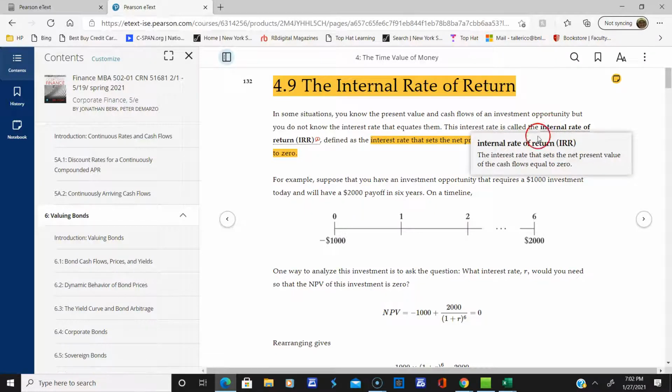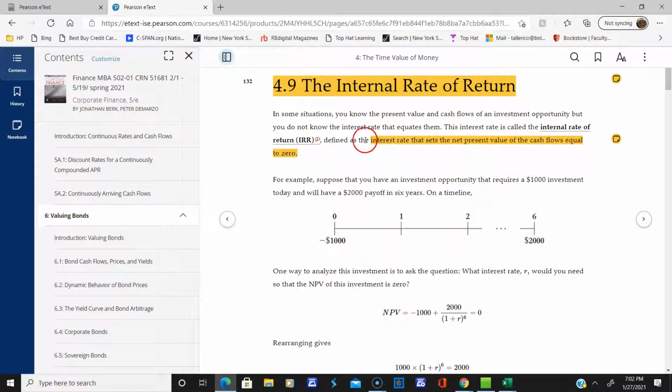So let's click here. The interest rate that sets the net present value of the cash flows equal to zero. So you know the present value and you know the cash flows, but you don't know the interest rate that equates them. And that's what this is.